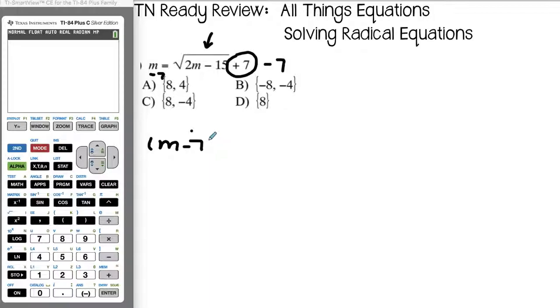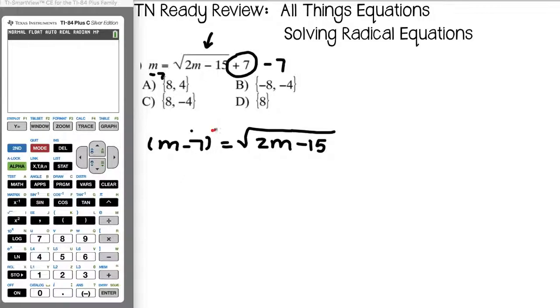Oh, my tablet's messing up a little bit there, sorry. Is equal to the square root of 2m minus 15. All right, so now that I have the radical by itself, I can eliminate that radical, and the way that I eliminate a square root is by squaring both sides of the equation.